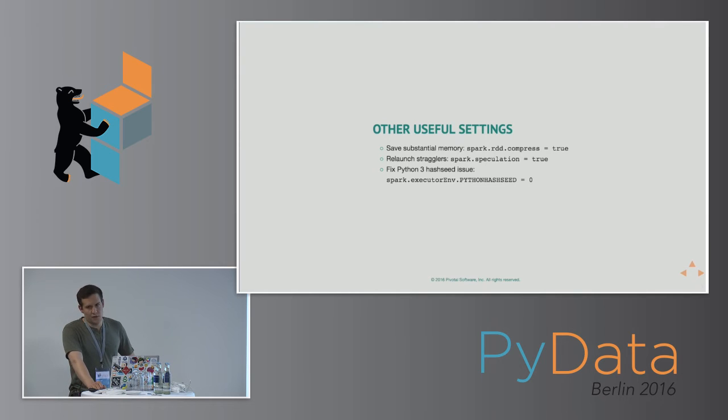And finally, if you're using Python 3 like we do, there's actually a huge problem. If you're running it in a distributed environment, it will fail on operations like group by key, because Python 3 has a new security feature. It introduces a random hash seed for each Python process, and that throws off PySpark. So you actually need to set the Spark executor environment to some fixed hash seed.